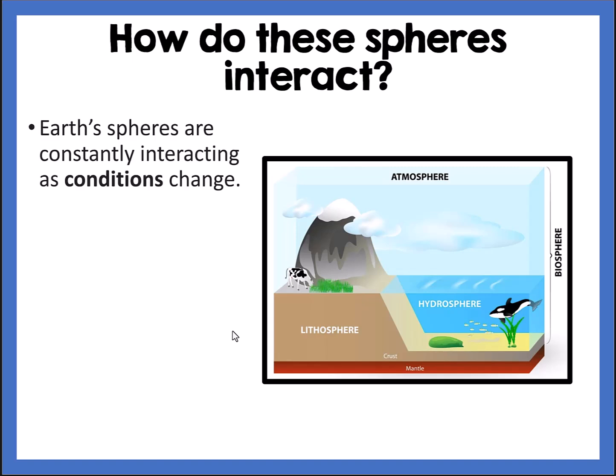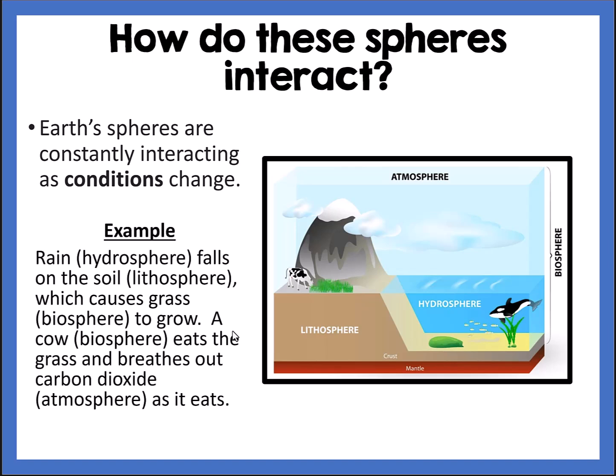And these spheres are interacting as conditions change. So here's an example. As rain falls, obviously rain is part of the hydrosphere. It begins in the atmosphere, but it falls, since it's rain, it's water, it's part of the hydrosphere. It falls on the soil in the lithosphere or geosphere. Sorry, this should be geosphere, but this graphic uses a different term, which causes the grass in the biosphere to grow.